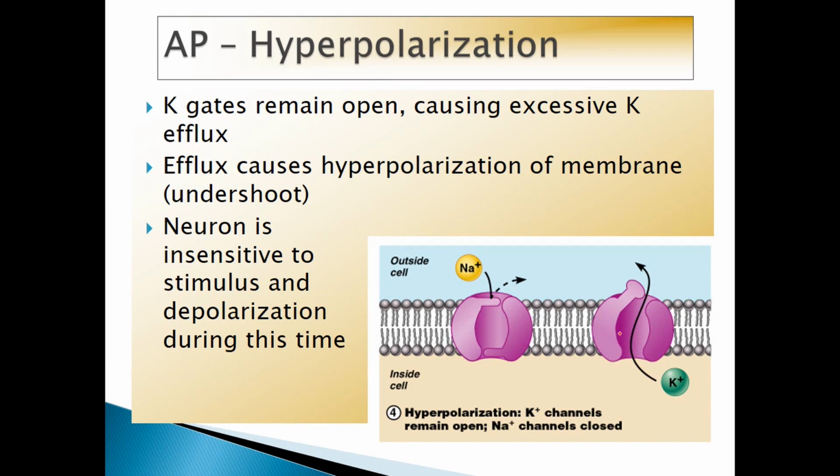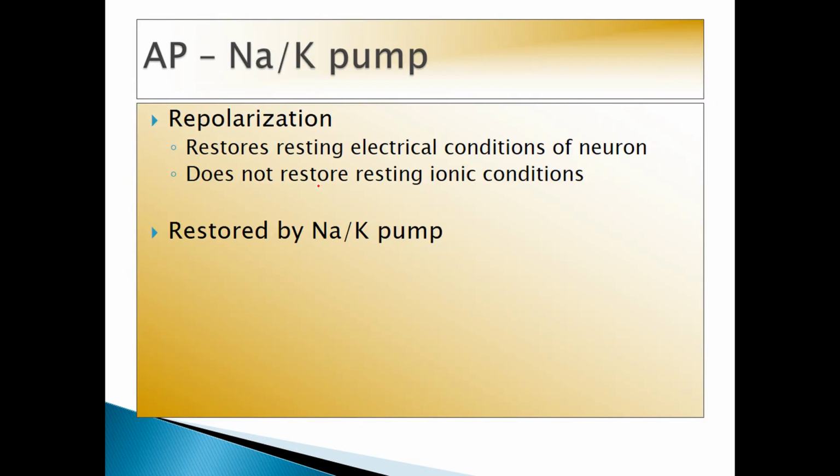Hyperpolarization is because the potassium gates are slow, so more potassium leaves than has to. So that causes hyperpolarization. So after repolarization, we have the same resting electrical conditions. We don't have the same ionic conditions. That's going to be restored by the sodium-potassium pump.